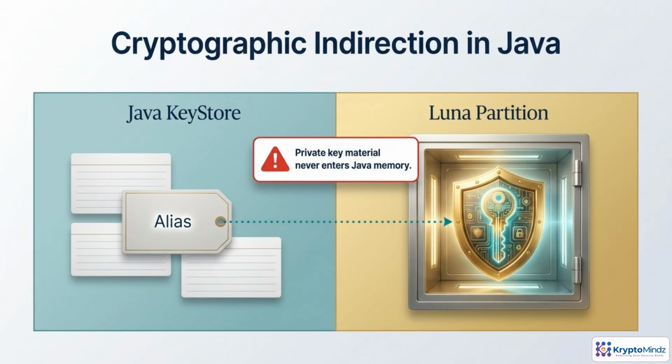In this setup, the Java KeyStore is really just a directory of aliases. When you call KeyStore.getInstance with the PKCS11 provider, each alias maps to a key object inside the Luna partition, not to raw key bytes in the JVM. Your code still calls getKey, signs, or decrypts as usual, but the HSM performs the operation. Private key material never leaves the hardware, so Java only ever handles references, not exportable secrets.